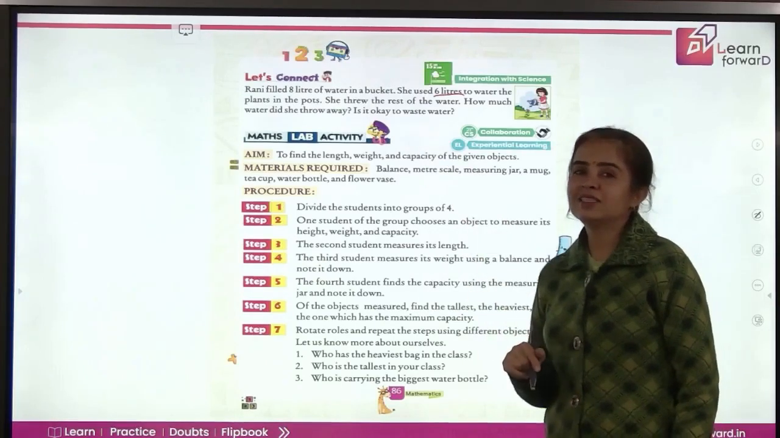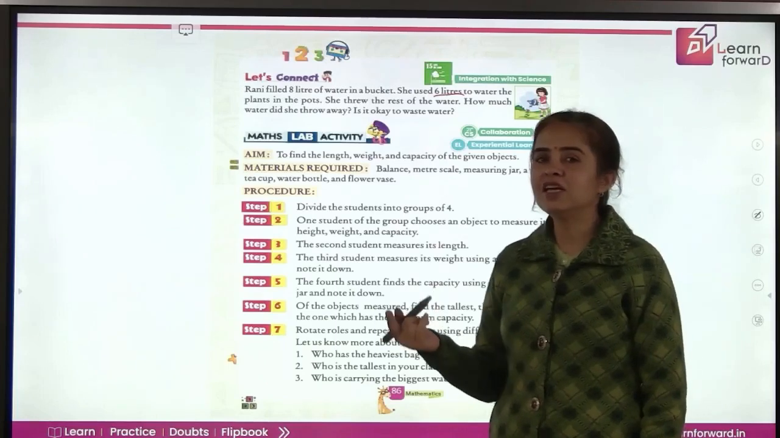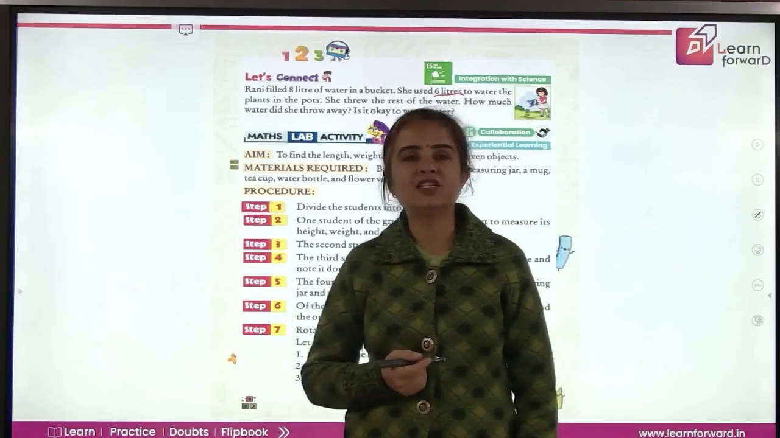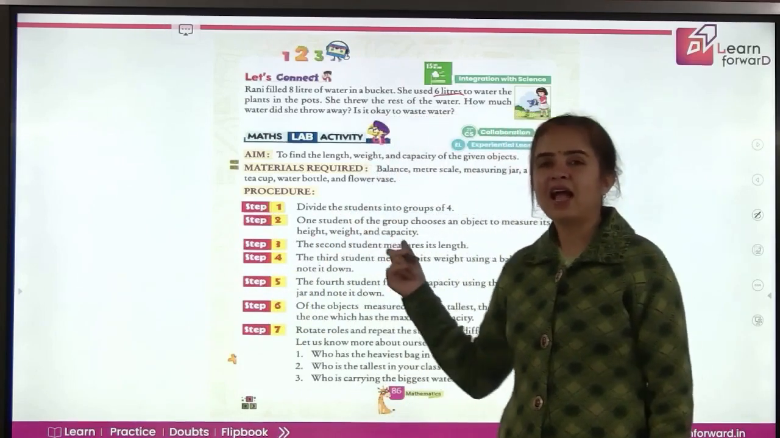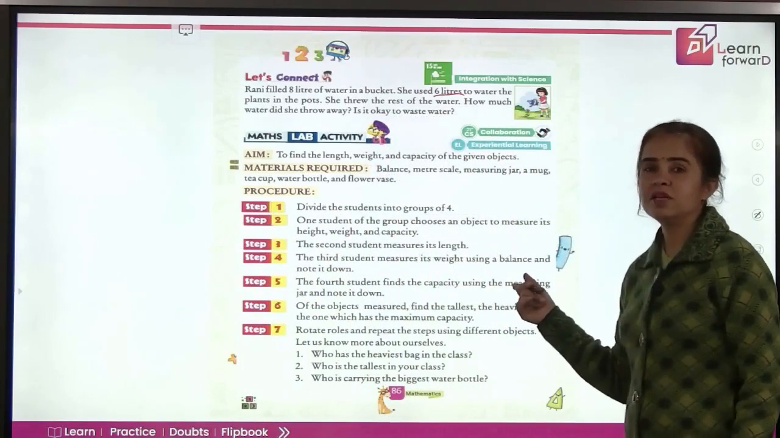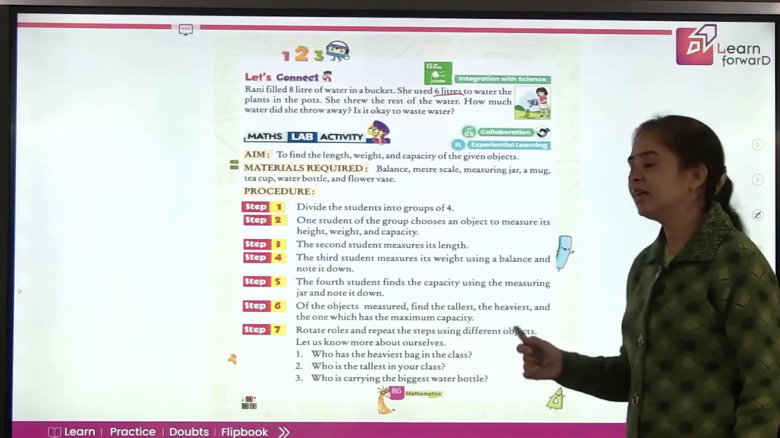So next is a maths lab activity for you to have fun with your teacher and friends in your math lab. Visit your math lab and have fun on the units of measurement doing this math lab activity.